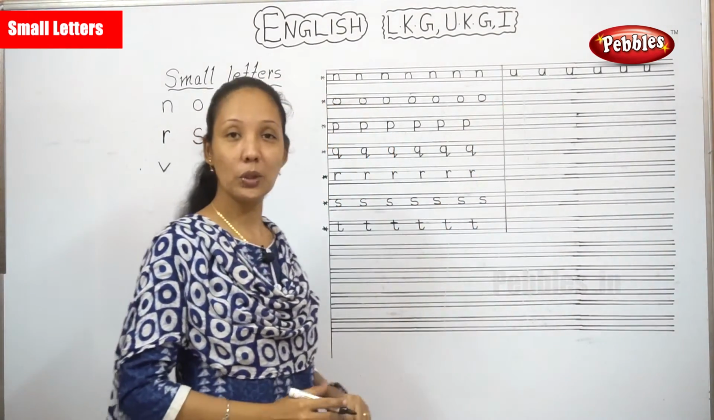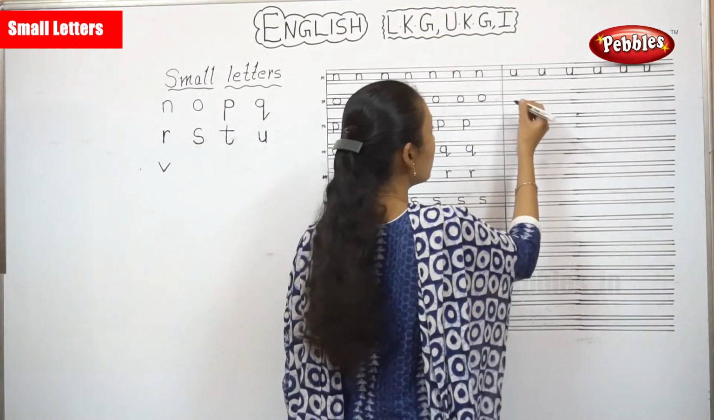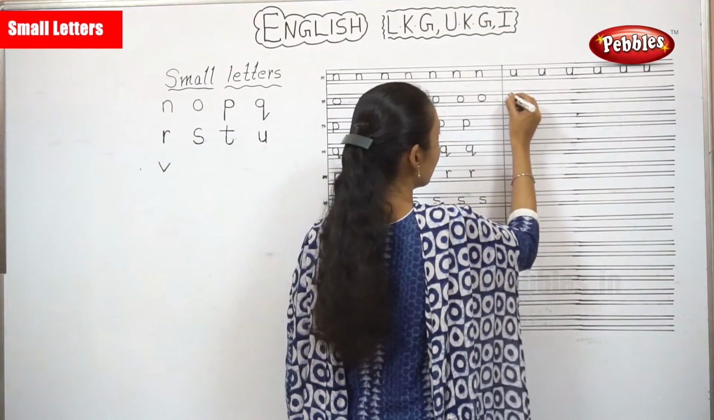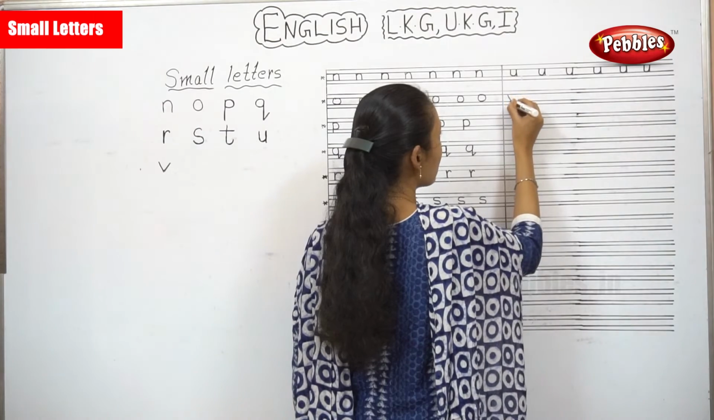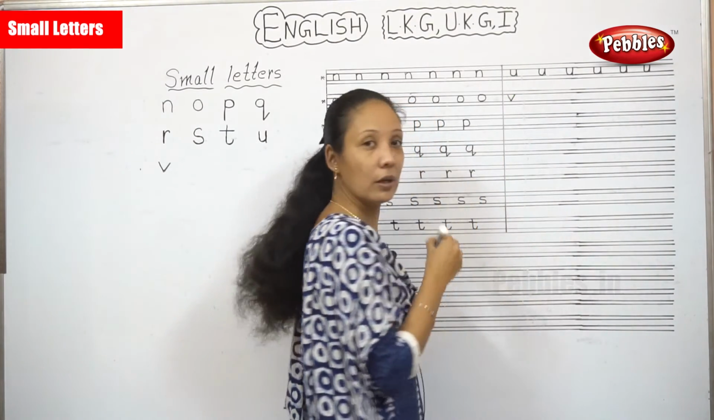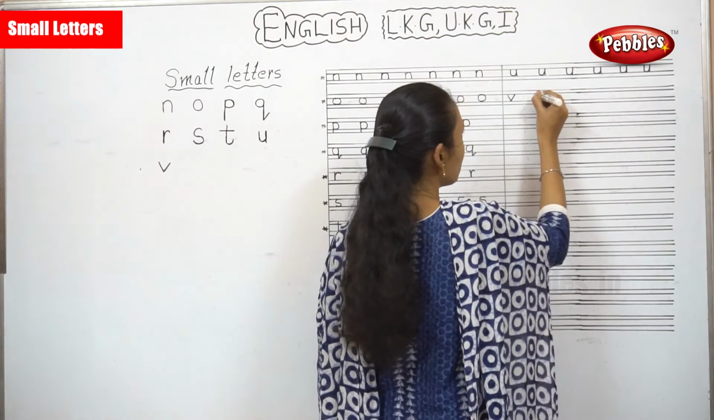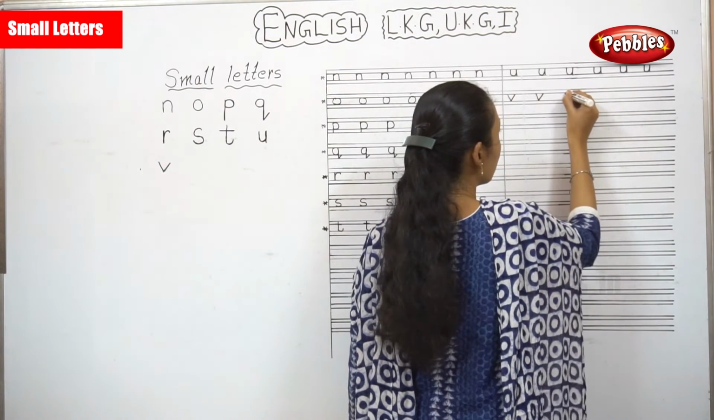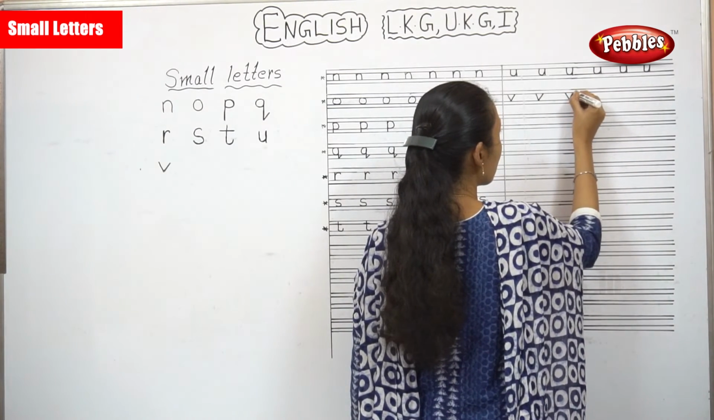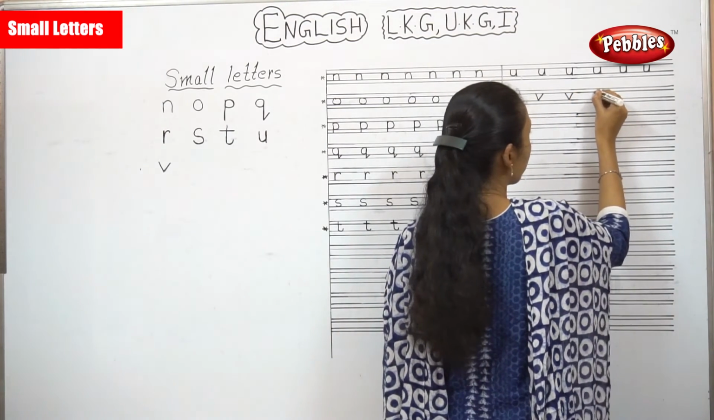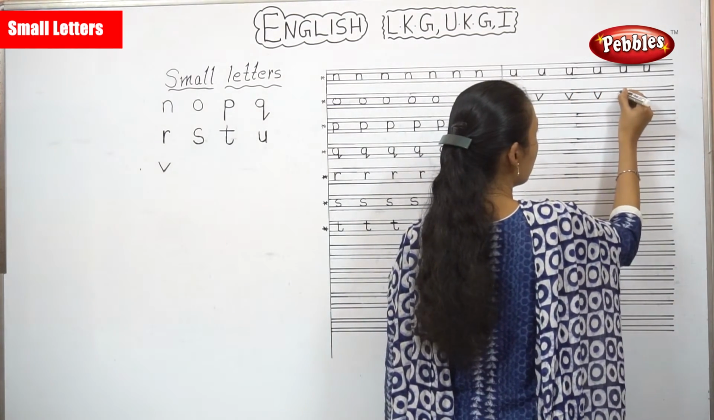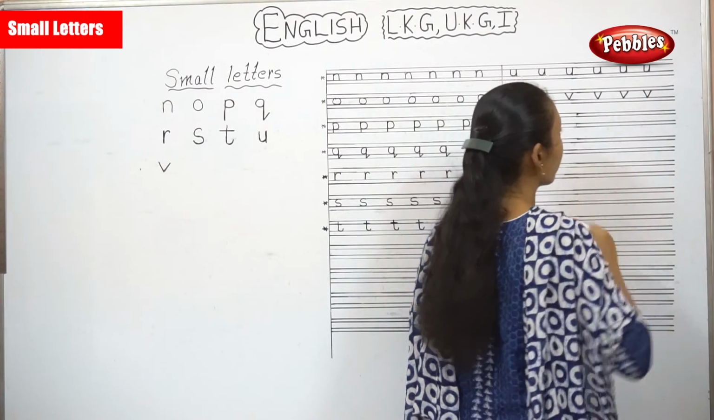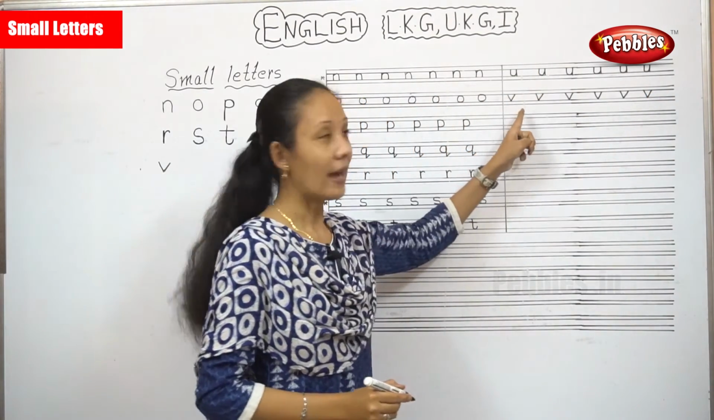Now shall we see how to write V in your 2 lines? In the same way, you will use only your second line and your third line. A slanting line and once again a slanting line. Yes, small V. Slanting line, again a slanting line, V. Slanting and again a up slanting line, V. This is small v. Okay. Now you finish U and V.